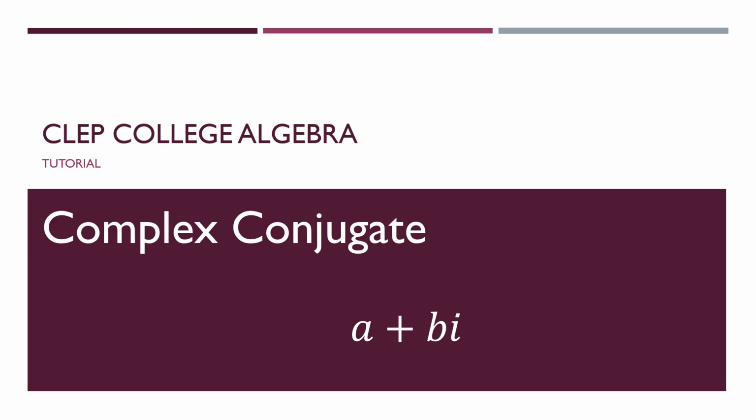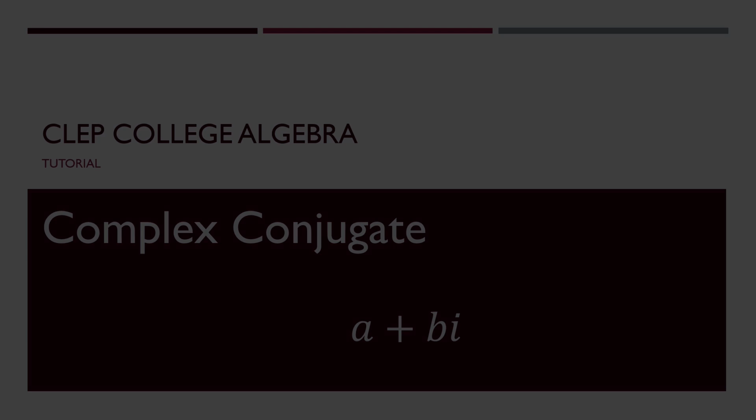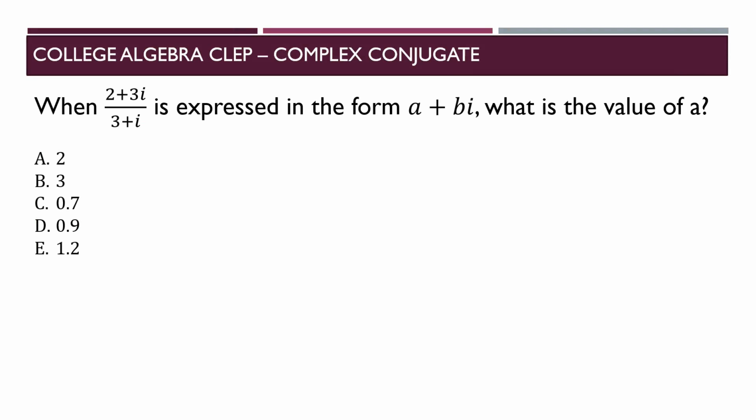In this college algebra lesson, we're going to talk about complex conjugates. So this problem says, when (2 + 3i) divided by (3 + i) is expressed in the form a + bi, what is the value of a? And when we express something as a + bi, a is the real part, a real number, and bi is the imaginary number.